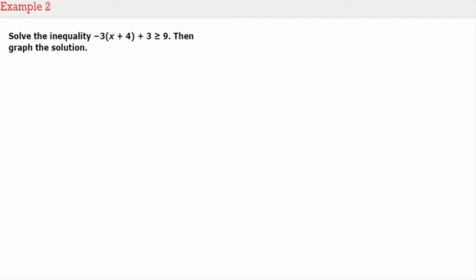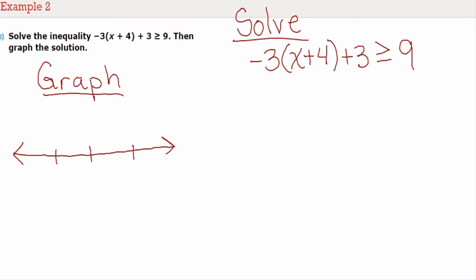Solve the inequality negative 3 times the quantity x plus 4, plus 3, is greater than or equal to 9. Then graph the solution. This is a multi-step inequality question. Now it may look like a lot, but it's really not. If you're familiar with simplifying expressions, then you should be able to get through this question pretty easily.